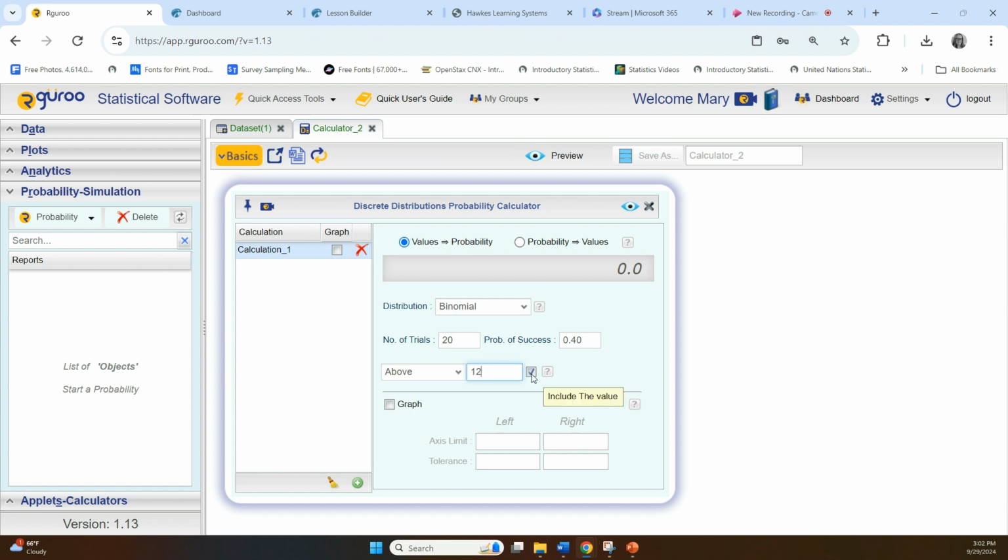And then we're going to keep this box checked that says include the value, which makes this a greater than or equal to. If I remove this, it's simply greater than. If I include the 12, we have greater than or equals to. And now we let our guru do the lengthy calculation for us, and we'll get an answer of 0.056526. So there appears to be about a 5.6% chance that 12 or more people in this sample would say that they believe in ghosts.